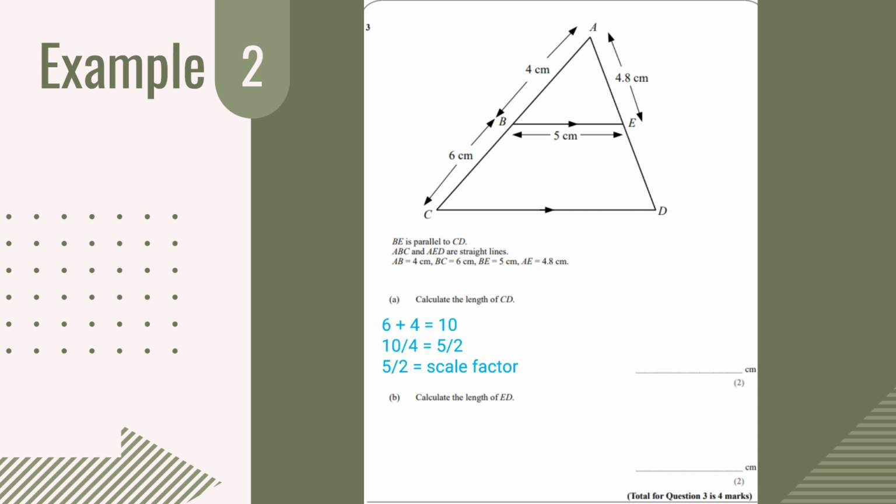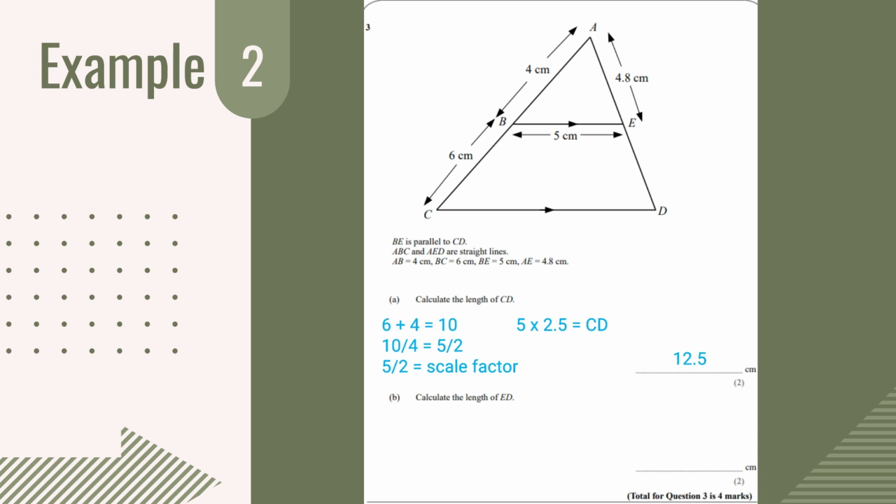So, if we do 6 plus 4, we get 10, so this is our big length. We then divide it by 4, because that's our small triangle length, and we get 5 over 2. So 5 over 2 is our scale factor. Now, if we do 5 times our scale factor of 2.5, which is 5 over 2, we get CD, giving us CD equals 12.5.